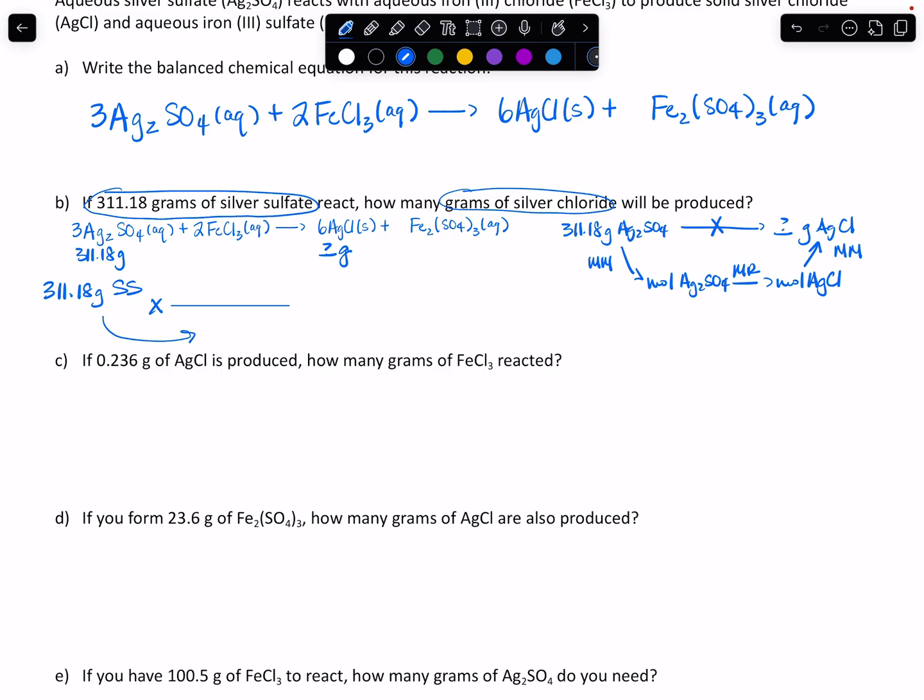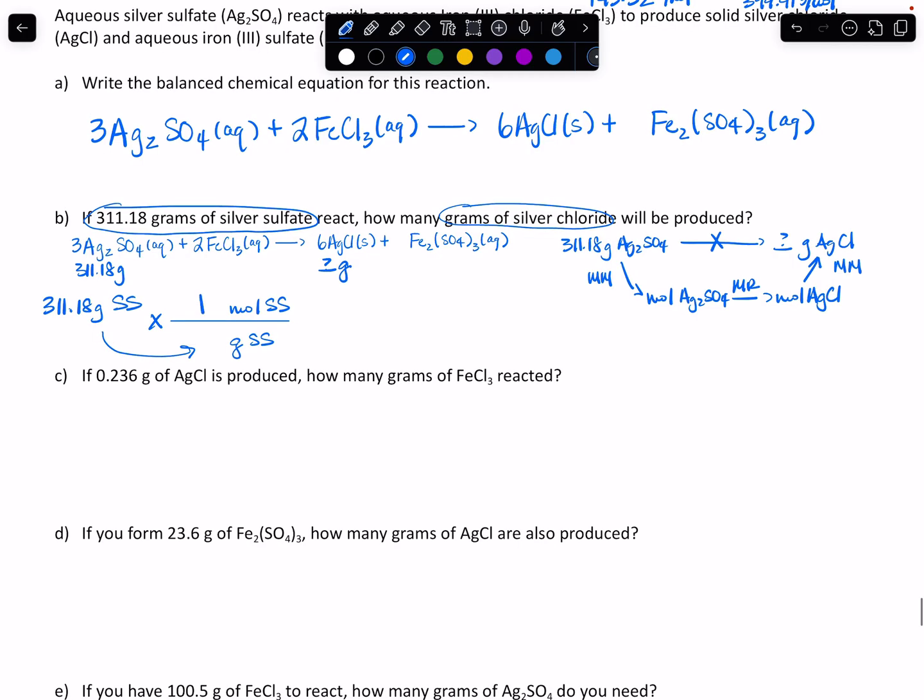So I'm going to put grams of silver sulfate in the bottom, and moles of silver sulfate up top, and that's a molar mass step. And I calculated that 1 mole of silver sulfate has a mass of 311.81 grams. That's going to let me cancel these grams. But I'm not done. The problem asks for grams of AgCl, and I'm not there yet. I'm only at moles of silver sulfate. So for my next step, I'm going to put moles of silver sulfate in the bottom, and my plan tells me I'm going to moles of silver chloride, so AgCl.